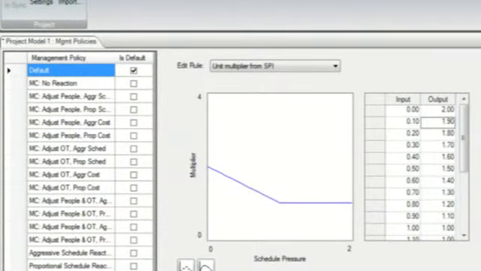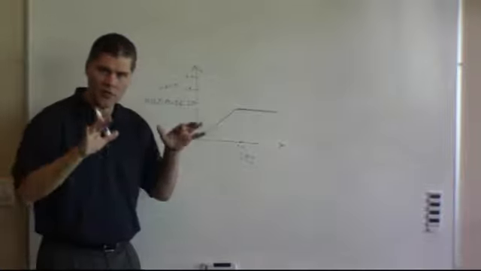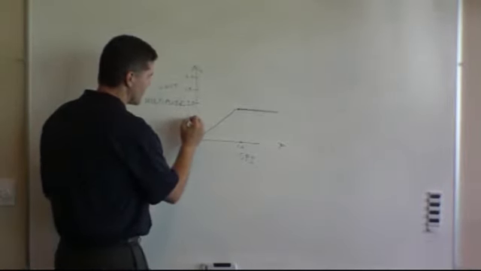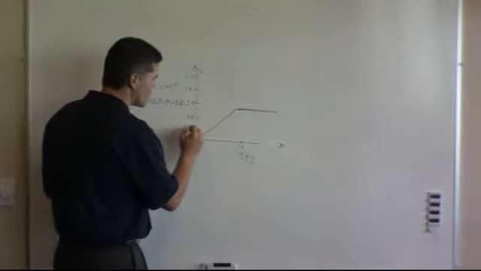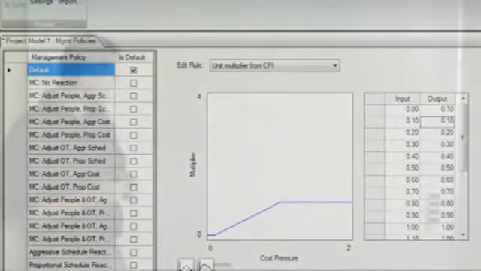Now the opposite is true for CPI, and it says start reducing the number of people that you have and bring it down to 0.5 or 0.25, which says, hey, I just want a fourth of the people. So remember, schedule pressure and cost pressure always work against each other.